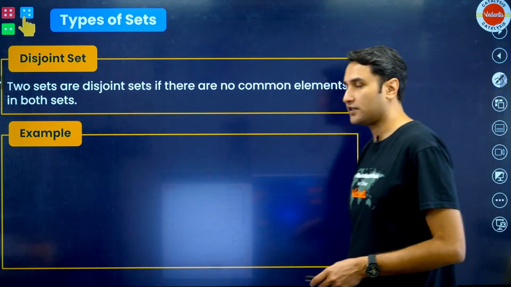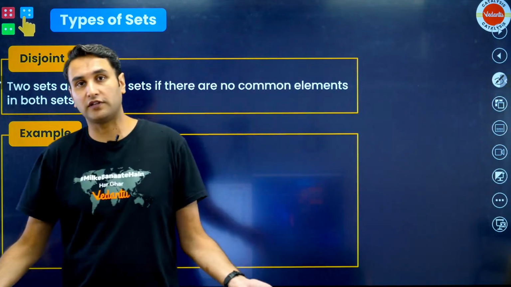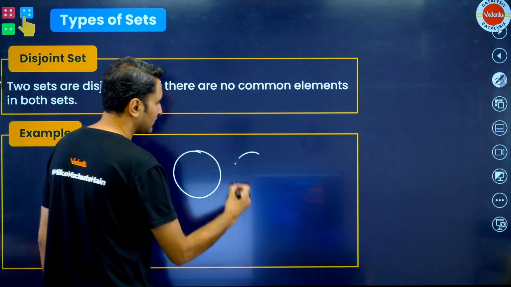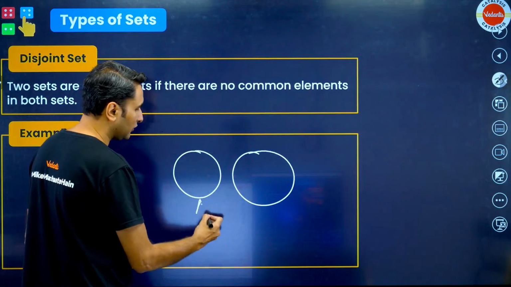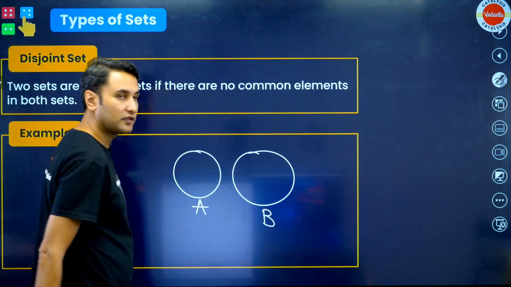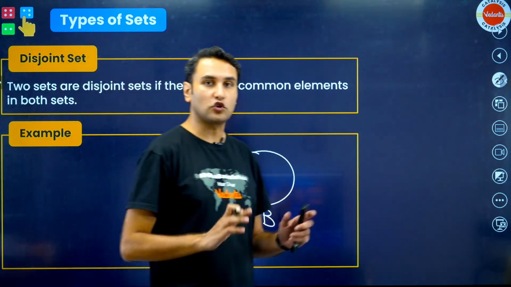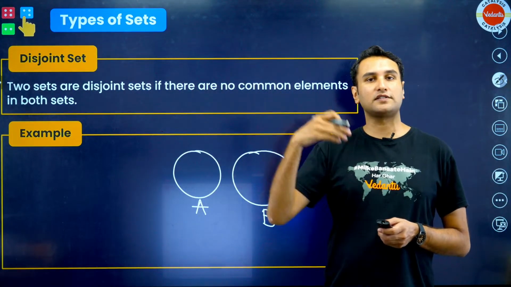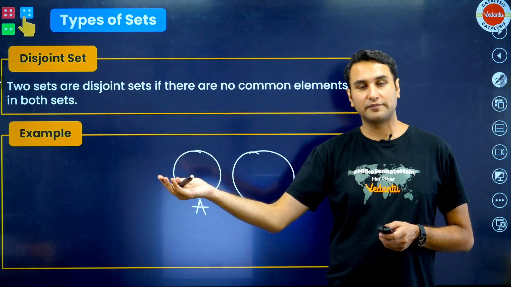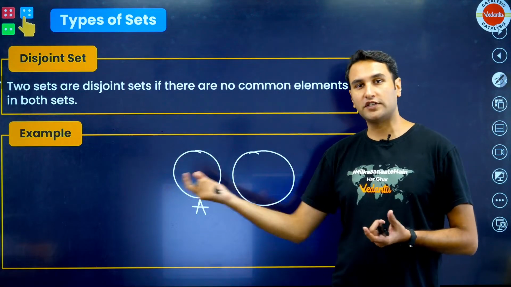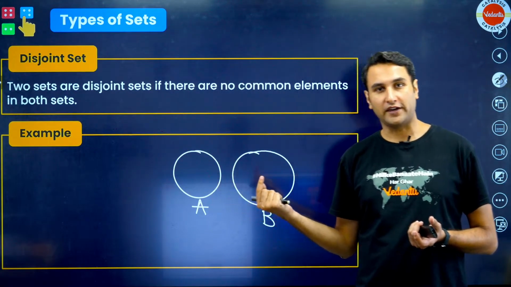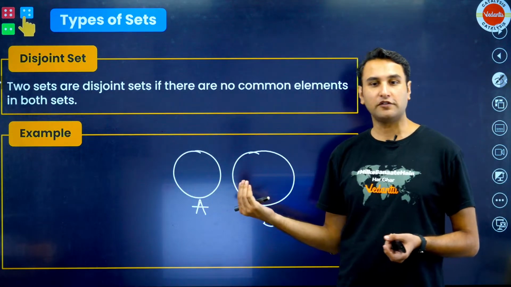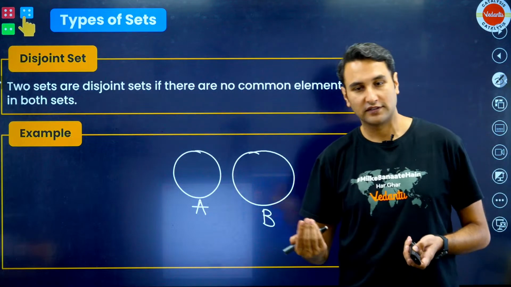Disjoint sets, there is nothing common, fair enough, right? So this is one set, this is another set, there is nothing common between the two. This is set A, this is set B. If there is nothing common between the two, we call them disjoint sets, and we will study in the next class that the intersection of these two sets will be phi, null set. Intersection between A and B will be phi, that is null set. Clear?